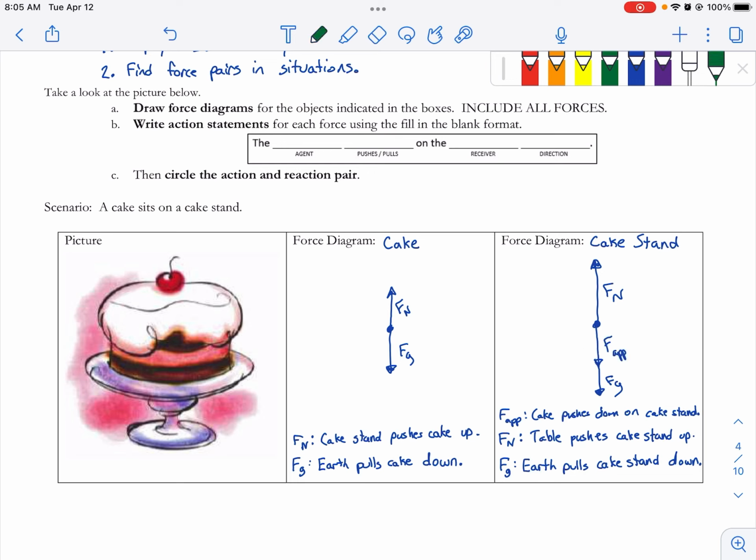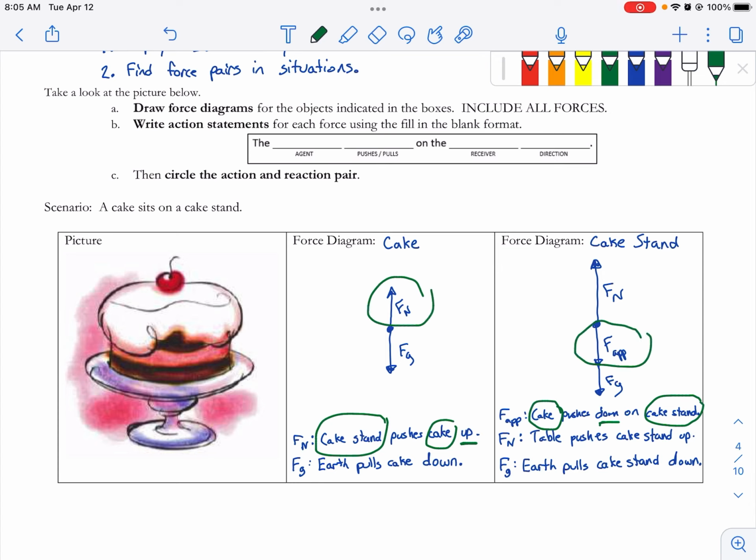Now I need to find and circle the action-reaction pair. Remember, when we did this in the last lesson, we were really just switching the agent and the receiver. So I'm going to find those right here. There's the cake stand pushing on the cake, and here is the cake pushing on the cake stand. So that is my action and reaction pair. Notice that the up and the down have been switched, and so I just have to find those forces. Here's one, and here is the other.